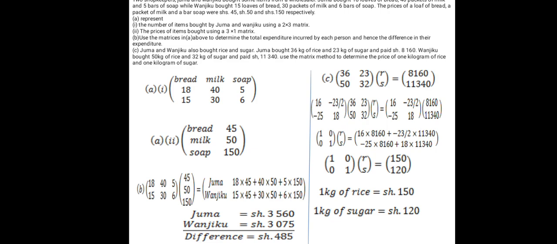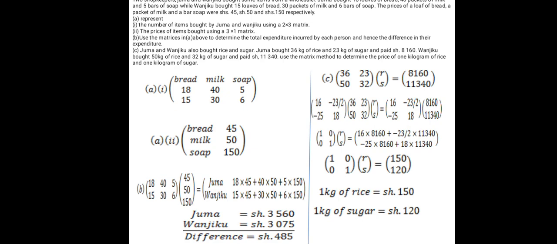B. Use the matrices in A above to determine the total expenditure incurred by each person and hence the difference in the expenditure. C. Juma and Wanjiku also bought rice and sugar.